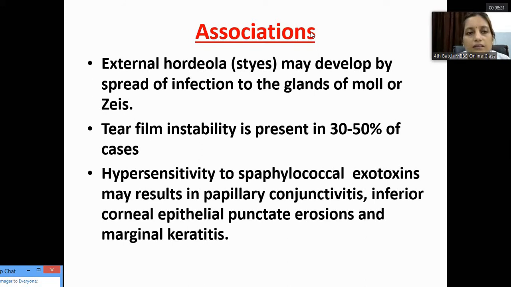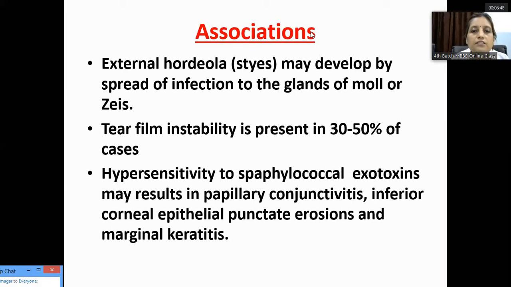Associated with these problems, an external hordeolum or stye may develop by the spread of infection to the glands, and tear film instability is present in about 50% of cases of blepharitis. So a blepharitis patient will always have complaints similar to dry eye, and while treating, we have to treat the dry eye also.